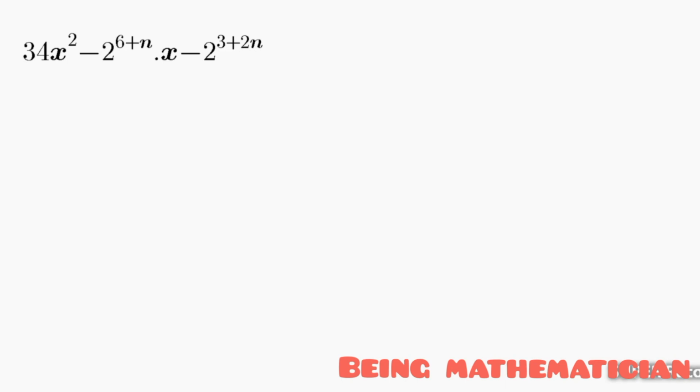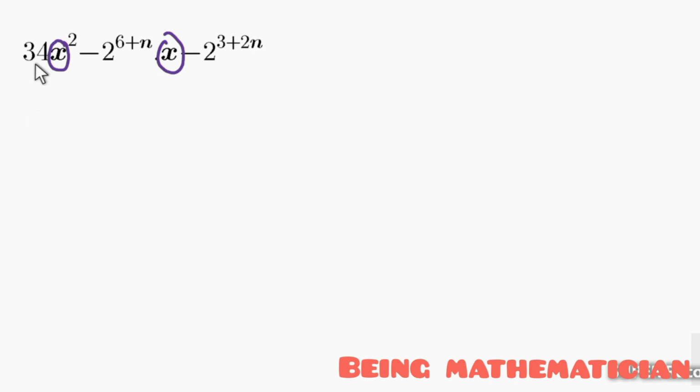Can you factorize this expression: 34x² − 2^(6+n)x + 2^(3+2n)? Clearly it is a quadratic expression, therefore it is quadratic in x. So we can apply middle term factorization for this expression.